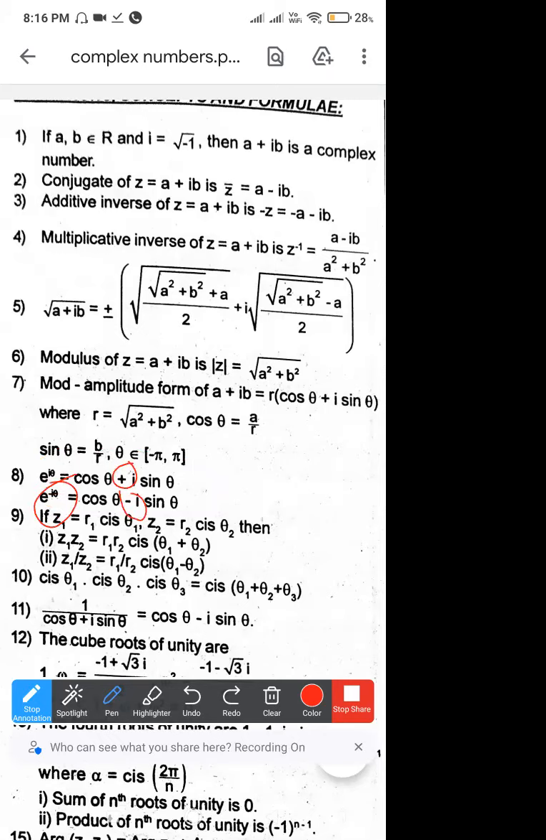So we'll do till here today, till point number 8. So what I want you to do is just write these 8 points.